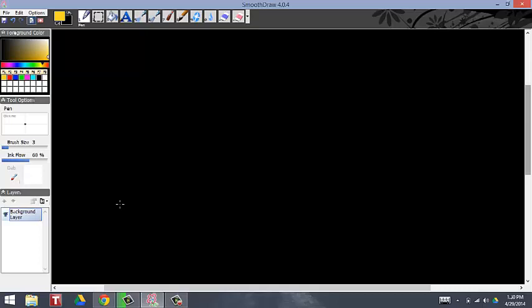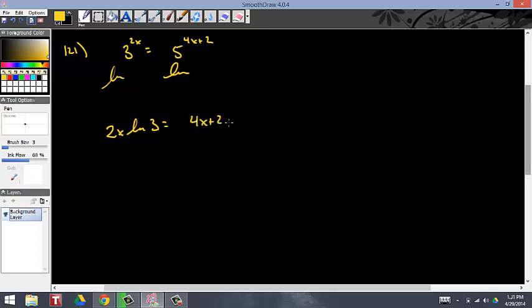Let's take a look at something else. Let's take a look at a really evil kind of problem like number 121. 3 to the 2x is equal to 5 to the 4x plus 2. Let's take the natural log of both sides. That's a no-brainer. So I get 2x ln 3 is equal to 4x plus 2 times ln 5. Now, I have no choice. I have to distribute this thing. So I get 4x ln 5 plus 2 ln 5 equals 2x ln 3.